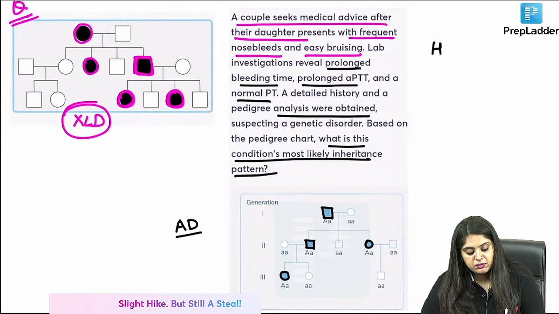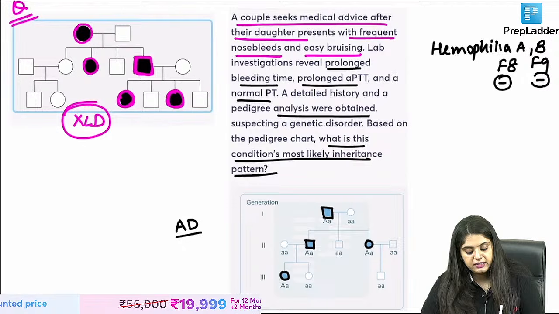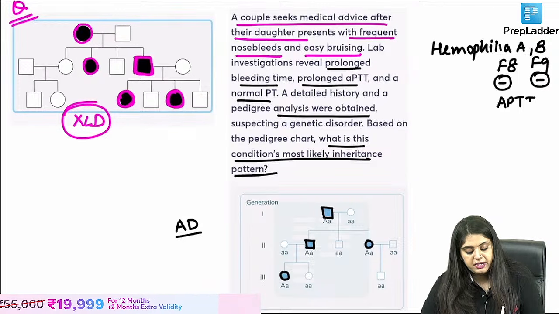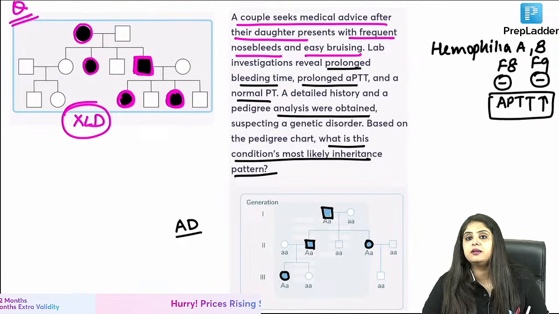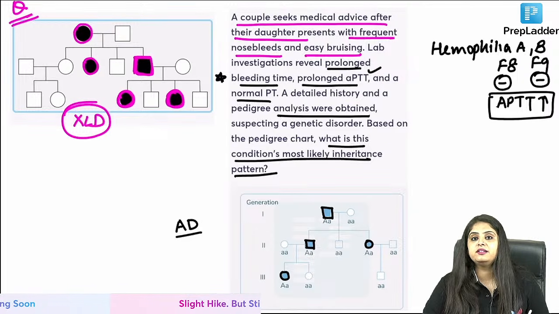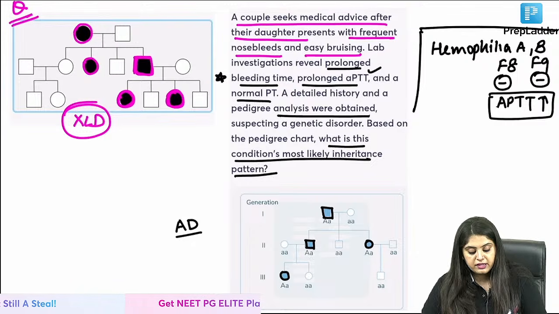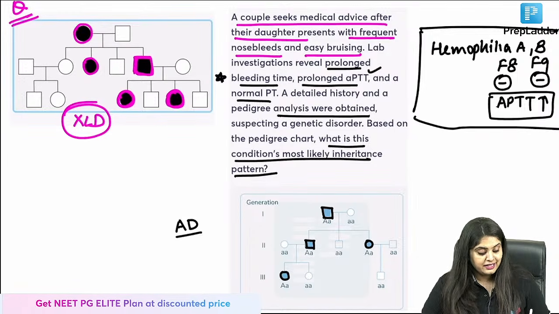Now if you were thinking of hemophilia, whether it is hemophilia A or B, hemophilia A is factor 8 deficiency, hemophilia B is factor 9 deficiency, only APTT is increased in hemophilia A and B. Over here, APTT is increased, but bleeding time is also increased. Hemophilia does not show you a bleeding time increase. So this is not a case of hemophilia at all. Yes, you are right, guys.